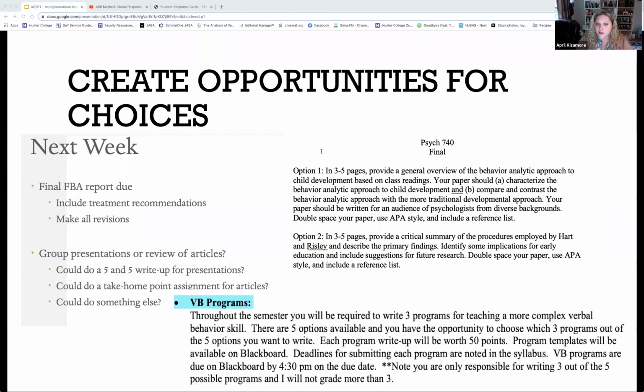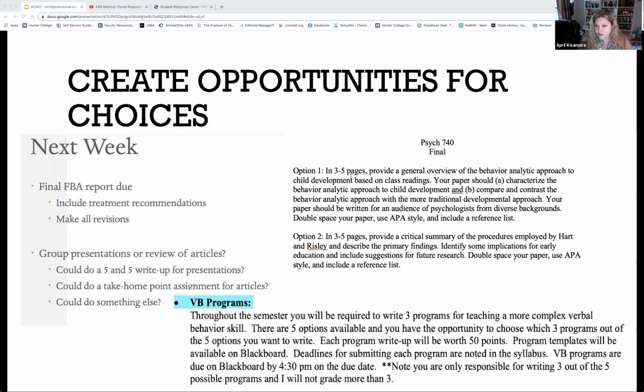So another way I try to add choice is by giving choices on essay exams, or by allowing students to decide which assignments they complete. For example, in the spring, I created 5 possible written program assignments for my students. Each one did have a specific due date in the syllabus. Students were required to complete 3 of those 5.